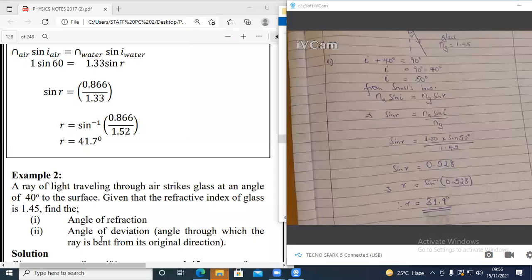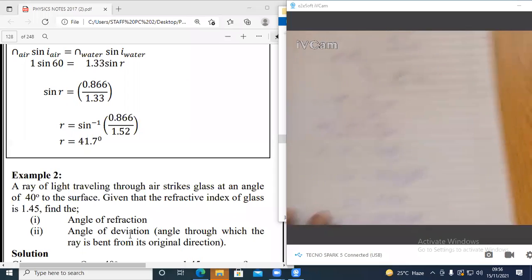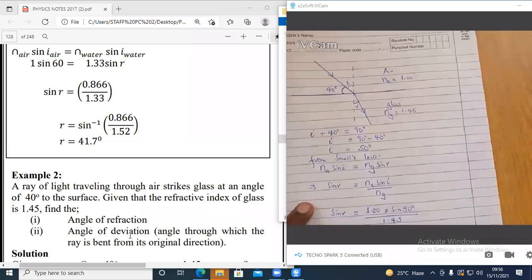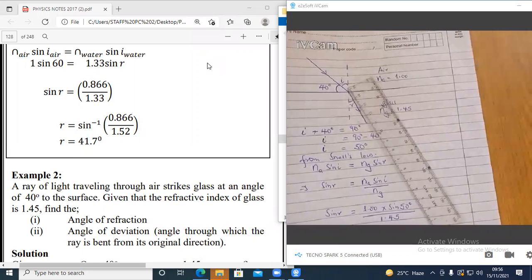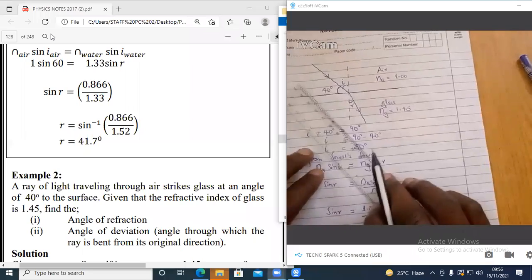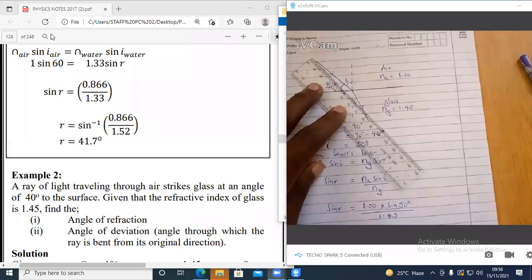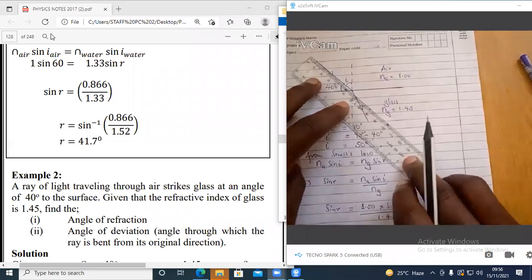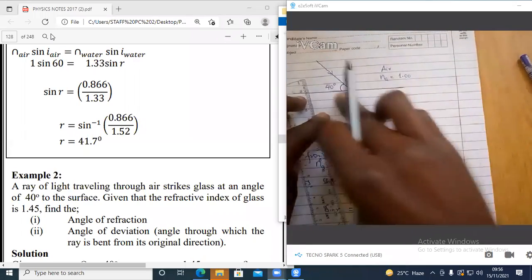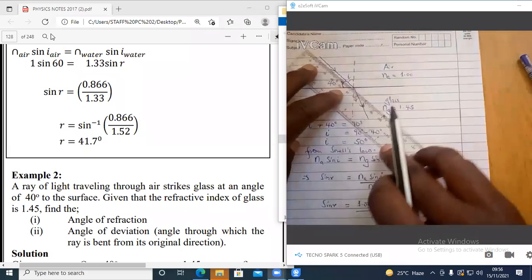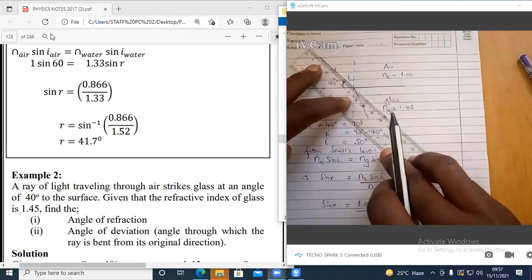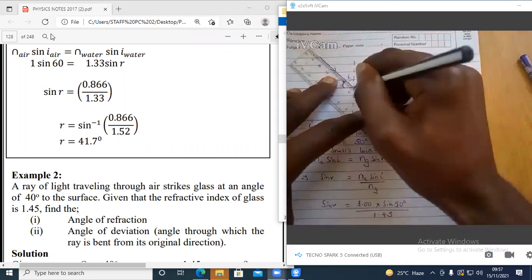The angle of deviation. Where will the deviation be? Deviation will come from here, members. Do you remember from reflection of light? If this reflecting surface was not there, this light would continue moving in a straight line, not so? It will continue moving in a straight line.